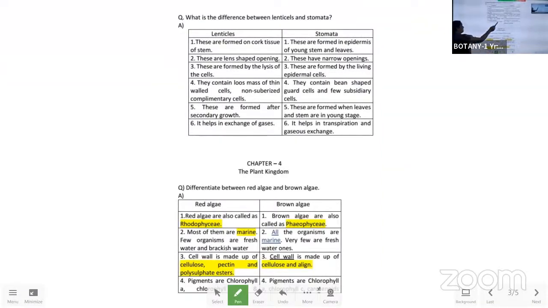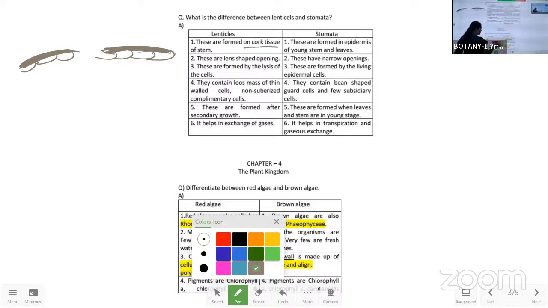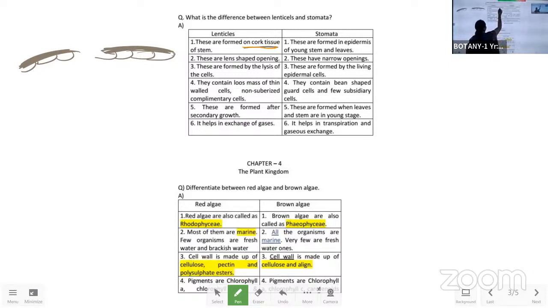Cork tissue means after the secondary growth, the tissue that is formed on the outer side of the stem, that is on the epidermis, that is the dead tissue, that is called as the cork tissue, bark. Okay, so the lenticels are formed on the cork tissue, that is the bark also what we can say. Okay, and stomata, where the stomata are present? Stomata are formed by which cells? I said already, living epidermal cells.